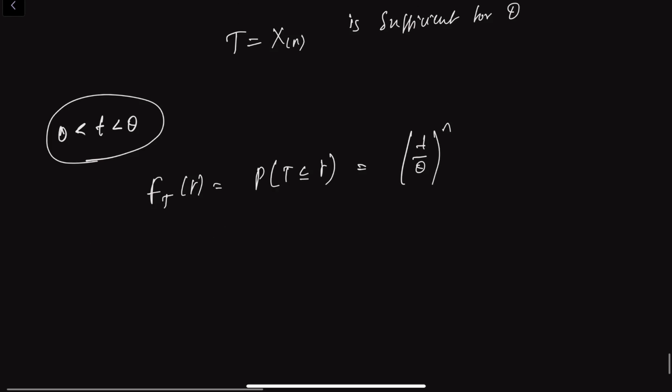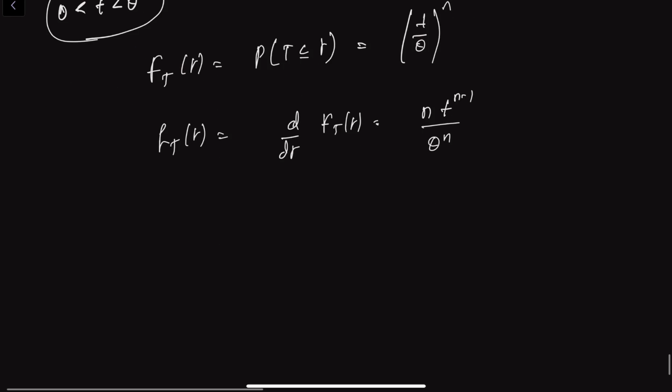So that means if we find the density, the density would be d by dt of F_T(t), which is nothing but n into t to the power n minus 1 over theta to the power n. We can also rewrite this as n into (t by theta) to the power n minus 1 into 1 by theta.